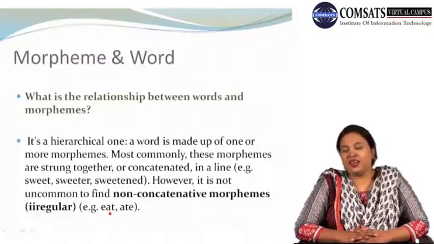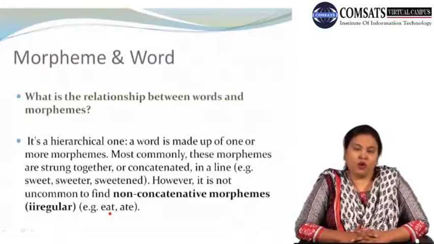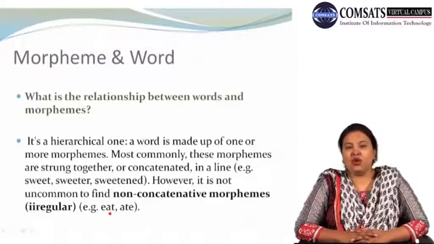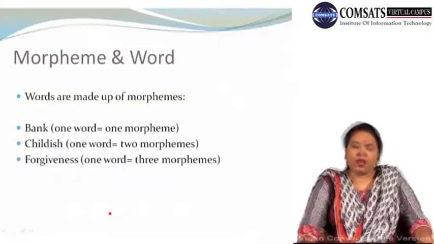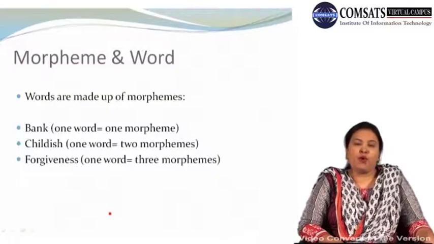But on the other hand, we can have irregular forms as well. They are known as non-concatenative morphemes. For example, eat, ate, eaten. Eat, eater is not correct. Eat, ate is the second form of the verb. Similarly, good, gooder, goodest is wrong, because we know that it is good, better, best. So sometimes there are irregular and non-concatenated morphemes inside a word, and sometimes there are linear or concatenated morphemes inside the words. So words are made up of morphemes.